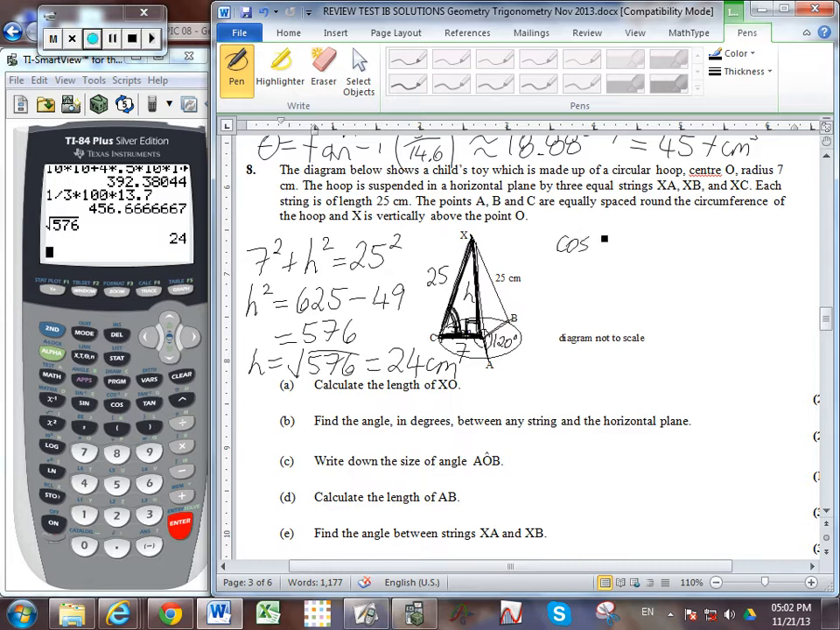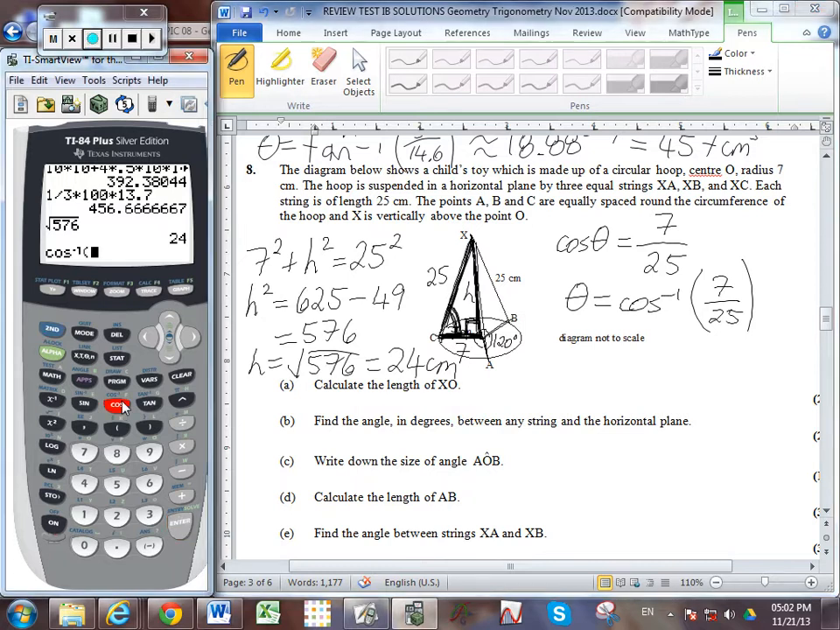So the cosine of the angle that we're trying to find is equal to adjacent over hypotenuse. And then that means that the angle that we want then will be the cosine inverse of this ratio. So we can use SOHCAHTOA whenever we can see definitively that we have a right triangle. The cosine inverse of 7 over 25 is 73.7 degrees.